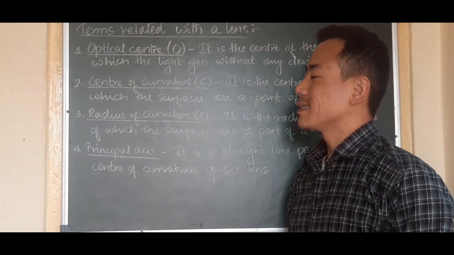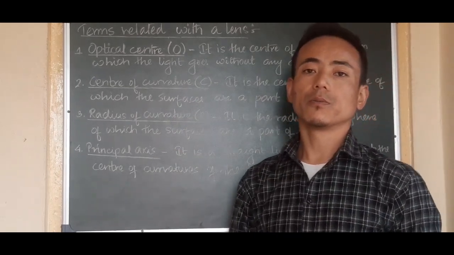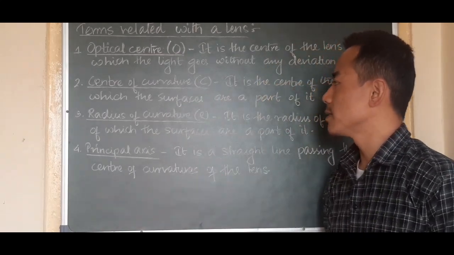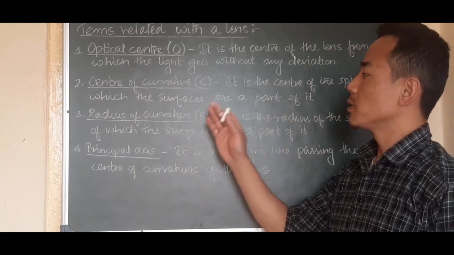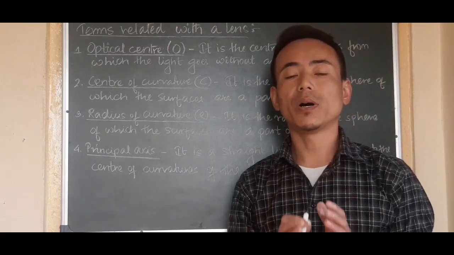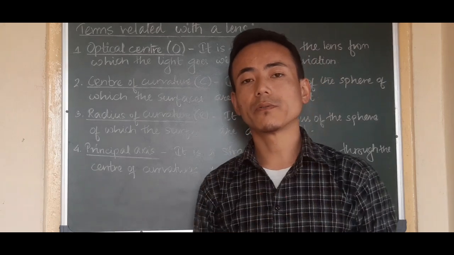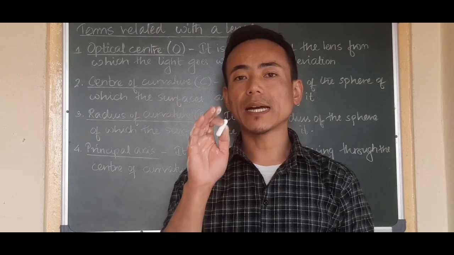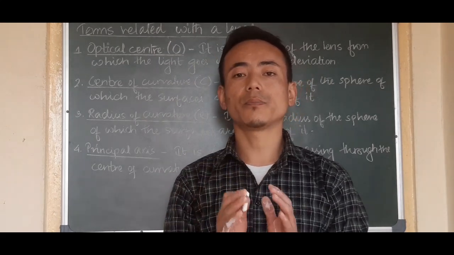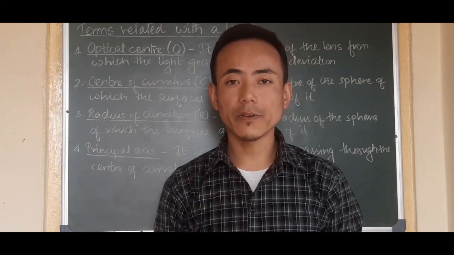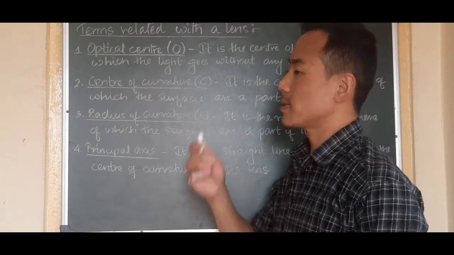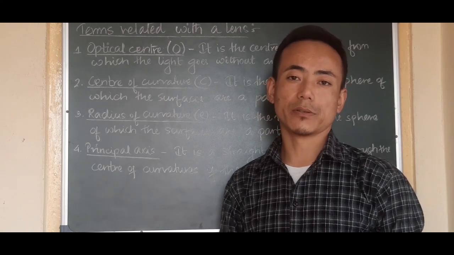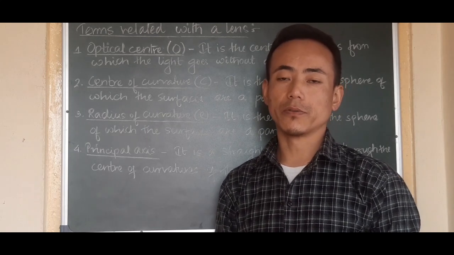The second term is center of curvature. In the mirror also we have discussed the center of curvature. Similarly here, the center of curvature is the center of the sphere of which the surface of the lens is a part. So we have two surfaces in a lens. If we extend that, then it forms a sphere. So the center of that sphere, of which the surfaces are just a part, is called the center of curvature, represented by capital letter C. And here we will see in the diagram that for a lens we have two centers of curvature, C1 and C2, for the two surfaces.